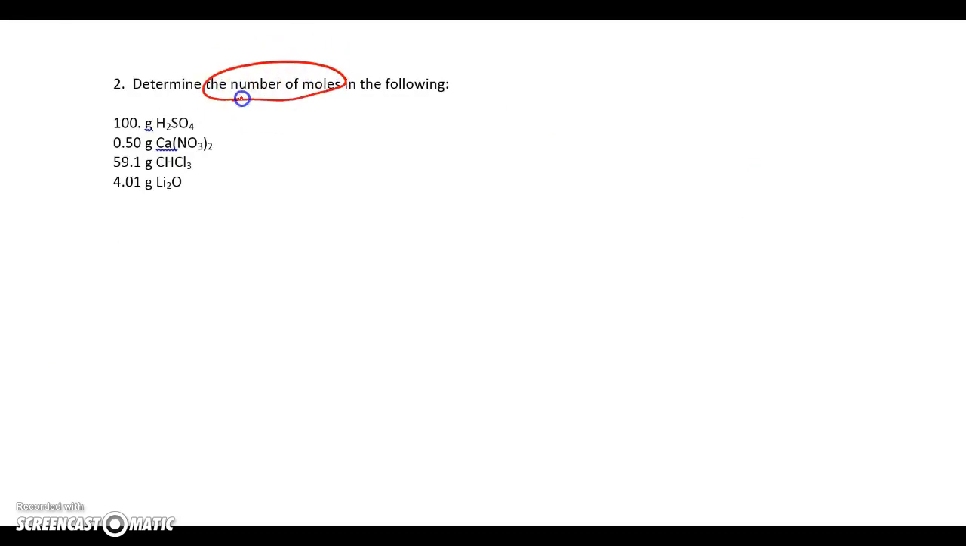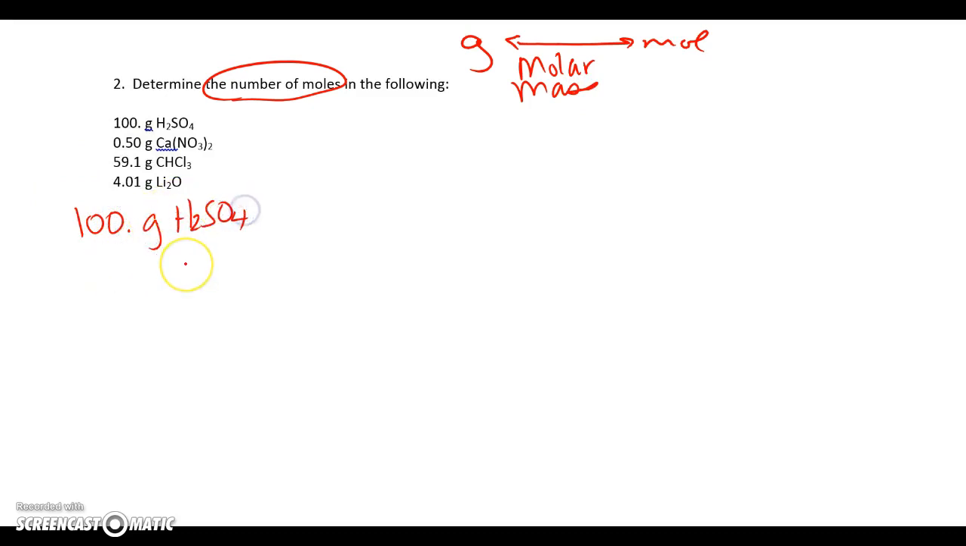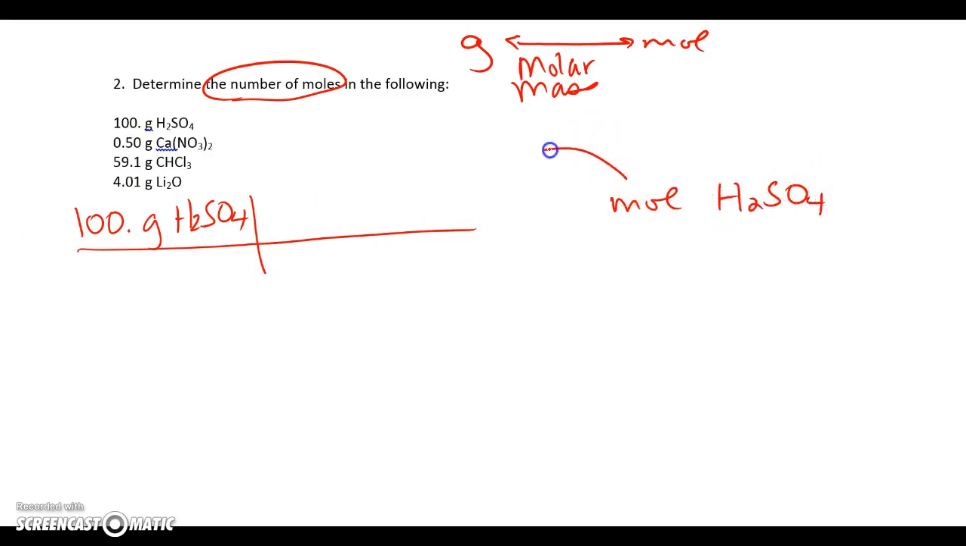Determine the number of moles in the following. So here, we're starting with grams, and we're going to move to moles. This is where we use our molar mass. So the first one I will do is, I'm going to start with 100. grams of this sulfuric acid. Alright? This is my given. I set up my T-chart. I want to get to moles of H2SO4. That's got to be in the numerator here, doesn't it?